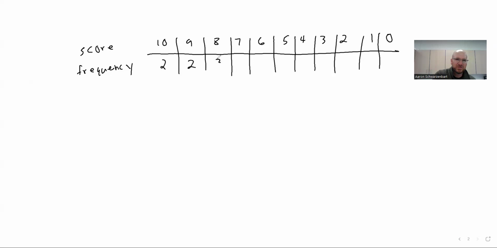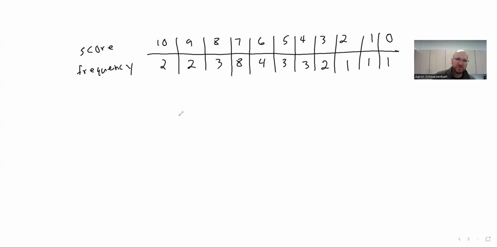2, 2, 3, 8, 4, 3, 3, 2, 1, 1, 1. So this is a 10-point quiz. What this tells me, I had 2 kids get a 10, 2 get a 9, 3 get an 8, 8 get a 7, 4 get a 6, 3 get a 5, 3 get a 4, 2 get a 3, 1 get a 2, 1 get a 1, and 1 get a 0 out of 10.